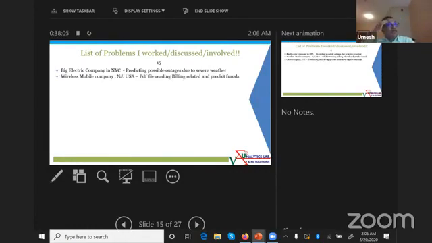Similarly, a wireless mobile company in New Jersey wanted to understand the billing. They wanted to read the billing information in the PDF file, and then try to predict if there are any frauds happening, right?